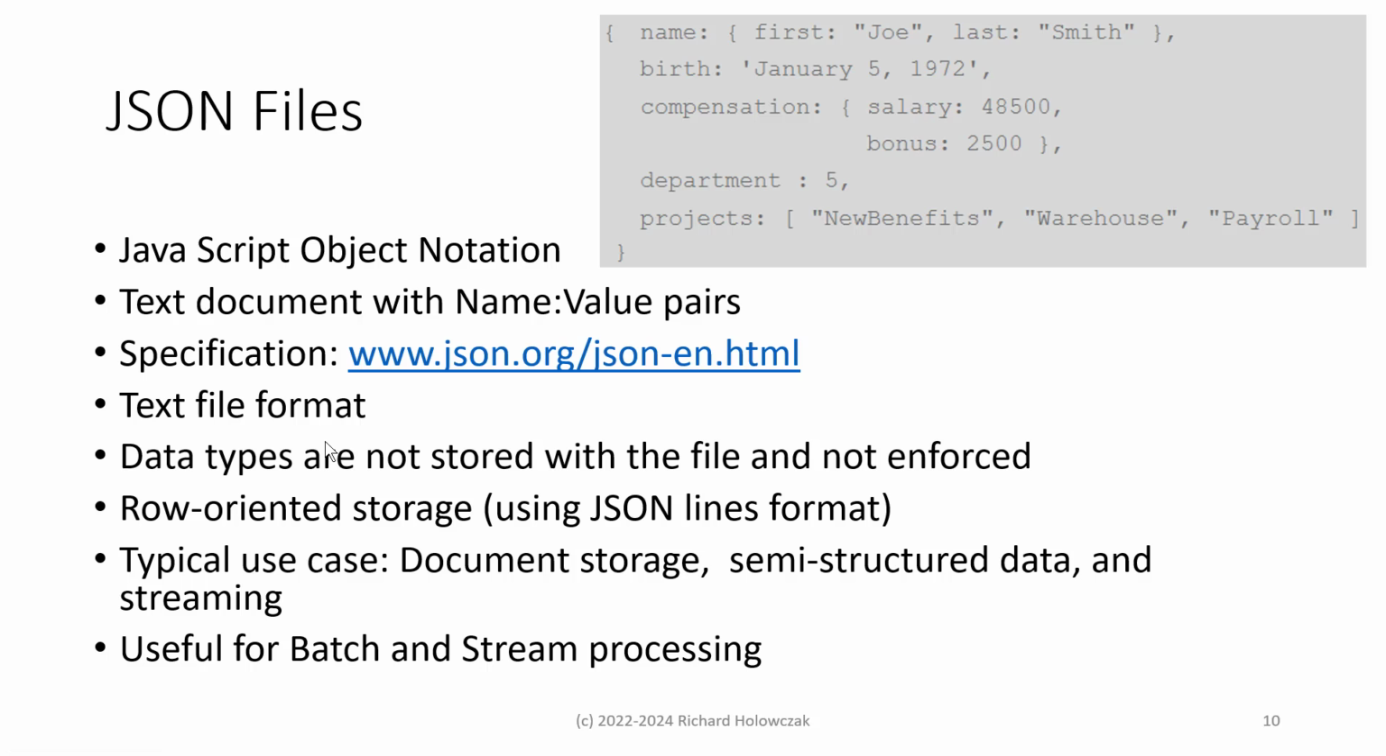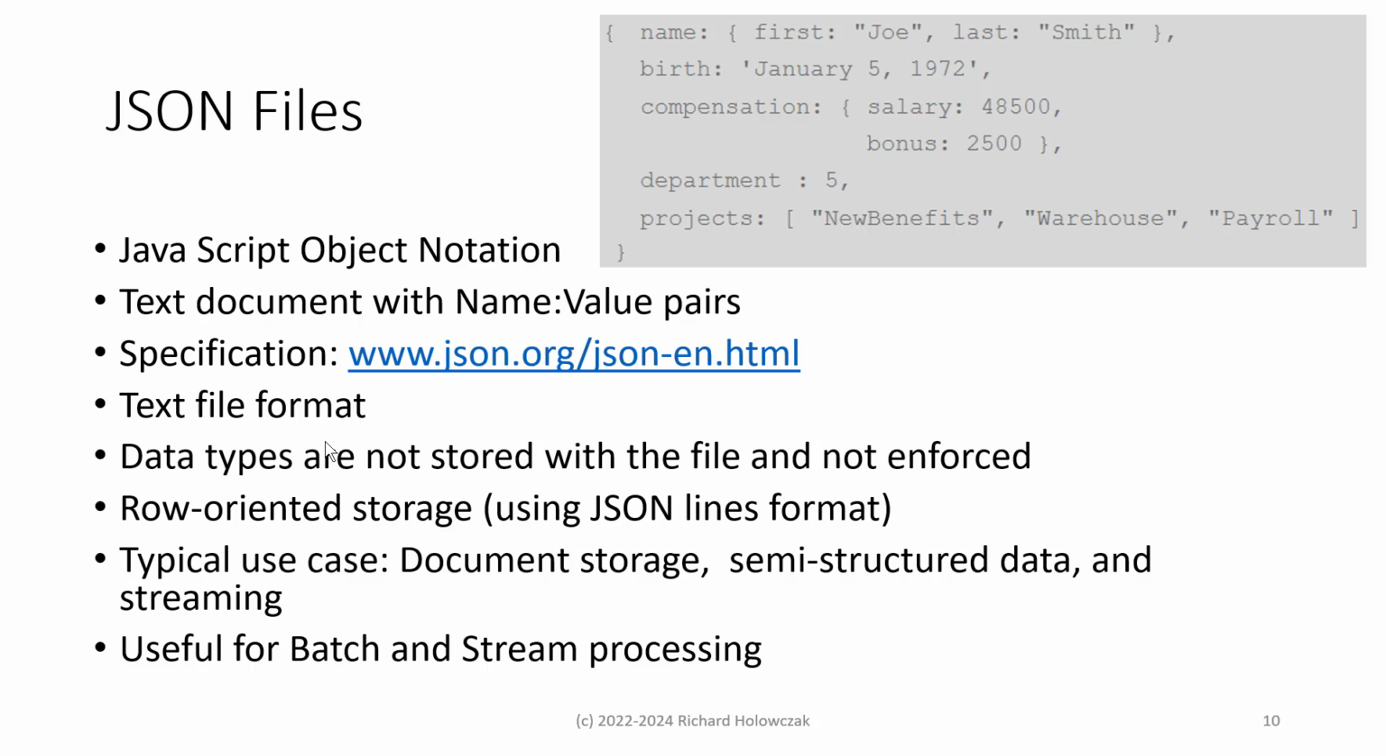The next very common type of file is called a JSON file, or sometimes called a JSON document. JSON stands for JavaScript Object Notation. It's a text document with a collection of name-value pairs. You can see the link to the specification. This is also a text file format. Data types are not stored within the file and they're not enforced.